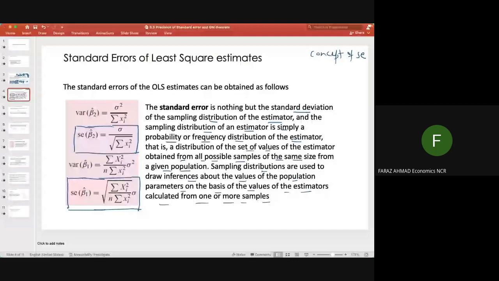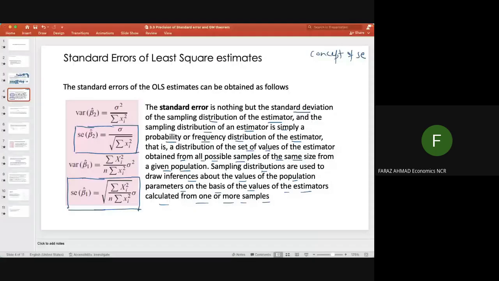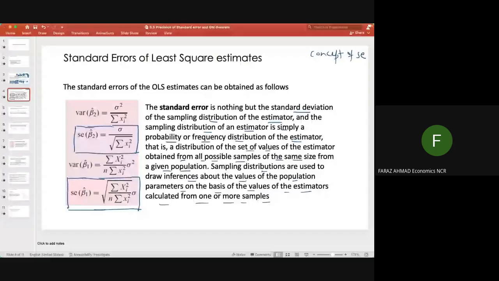If you do that, so you collect all possible samples of size 10 from the same population of size 1000, and then you calculate beta 1 hat and beta 2 hat for each of the samples. And then suppose you take one of them, let's take beta 2 hat, and plot all the beta 2 hats on an x-axis only, and get a density function or probability distribution of that, you will have something like this.